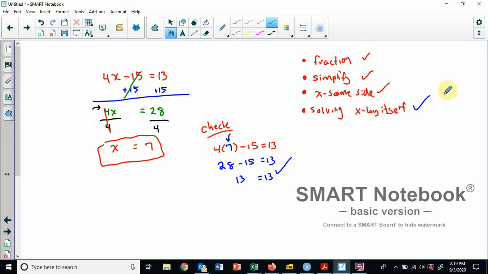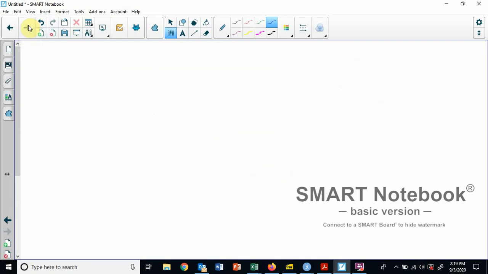So now let's up the difficulty one step, where I have to consider if my x's are not on the same side. I'll show you how to fix that. So let's look at an example like this: 2x plus 10 equals 5x minus 2.